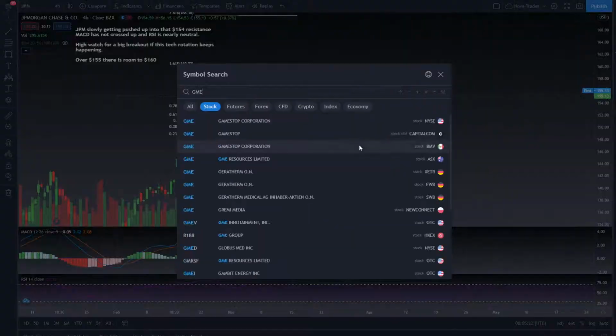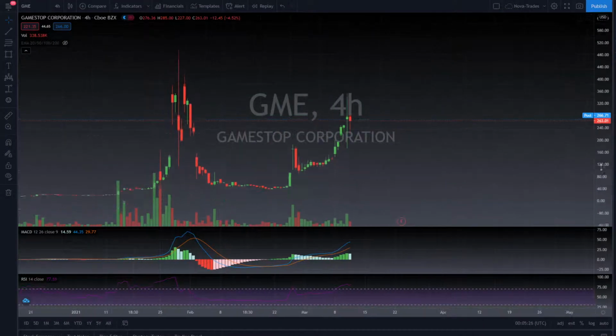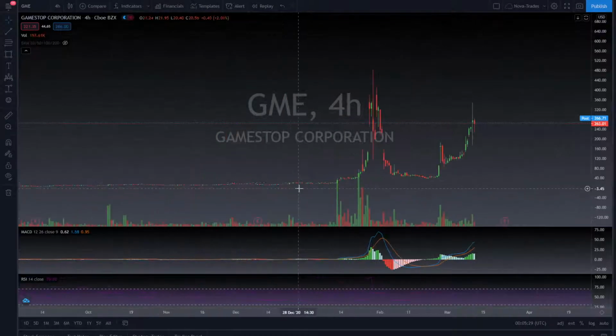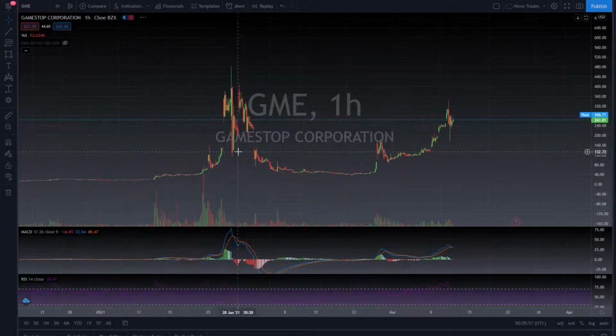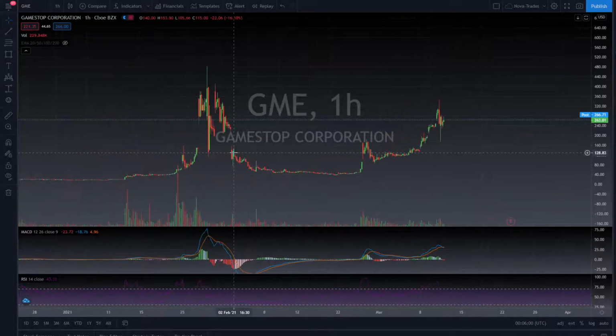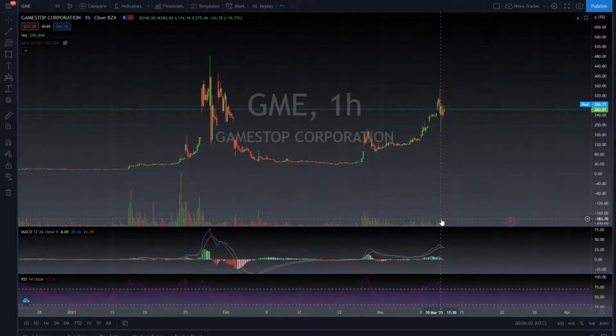GameStop. Let's take a look. I don't really like the meme stocks. I don't know what this candle is. What is this, a high of 374 with a low of 174? I don't know. GameStop has the volume.